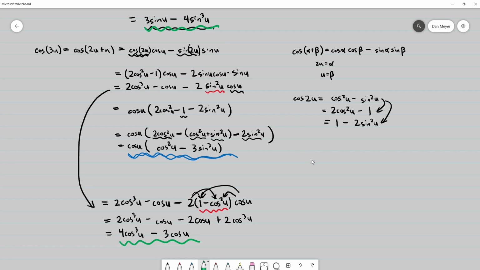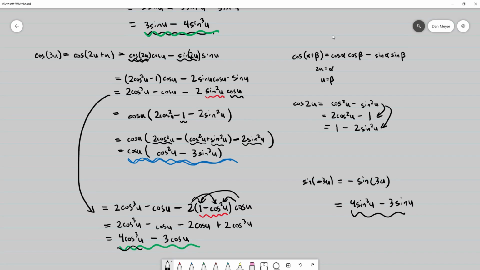Here's why this is interesting. If I did sine of minus 3u, that would be minus sine of 3u, which is 4 sine cubed u minus 3 sine u. And so now that has the exact same form as that, just by throwing a minus sign on the inside. So there's something interesting going on there. And if I were slightly more interested in this stuff, I might try to figure out what's going on there.